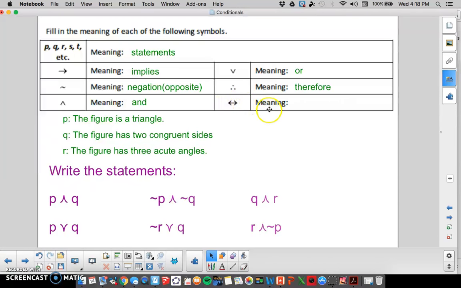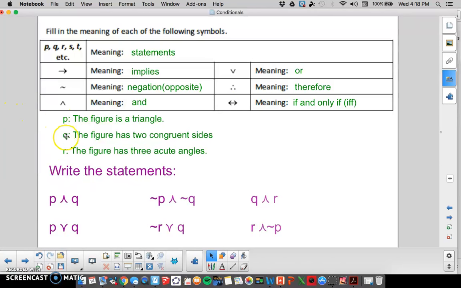And the double-sided arrow doesn't mean a line like it would when we're talking about geometric figures. When we're talking about statements, it means the phrase "if and only if." So when we talk about a statement, it would be like P if and only if Q. And we'll talk about how to build those statements and what those statements are in the next video.